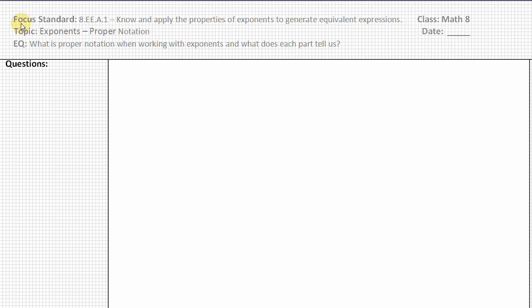For today's lesson, our focus standard is Grade 8, Expressions and Equations, Topic A, Standard 1. Know and apply the properties of exponents to generate equivalent expressions. So the topic for this video is exponents, proper notation. Our essential question is, what is proper notation when working with exponents, and what does each part tell us?